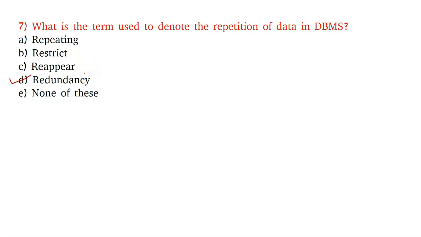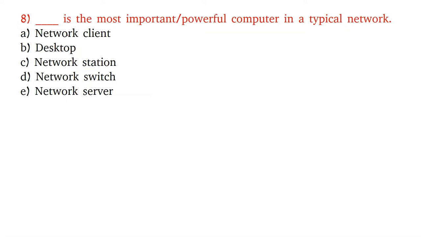चलिए बढ़ते हैं 8वें क्वेश्चन की ओर. Dash is the most important powerful computer in a typical network. A. Network client, B. Desktop, C. Network station, D. Network switch, E. Network server. सही आंसर होगा E. Network server.